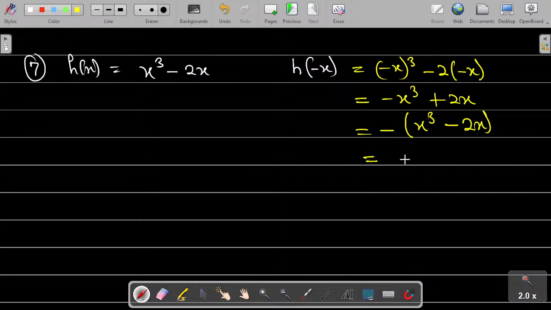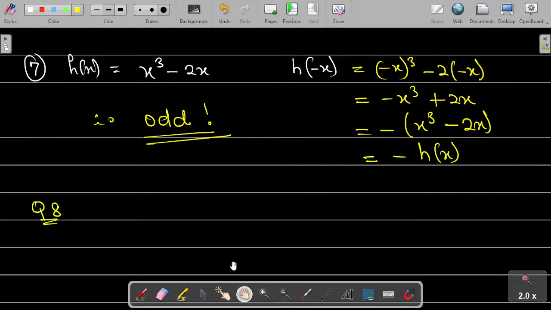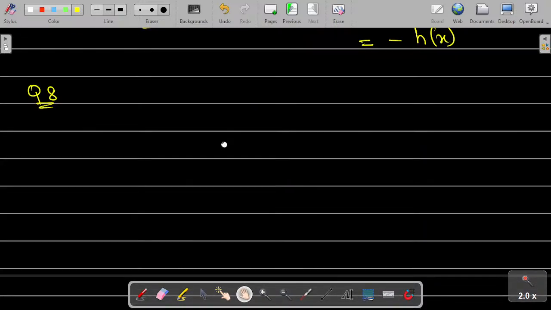So you can say that h of minus x is equal to minus h of x. Therefore, that function is what? Is odd. Full stop. It is an odd function. Okay, and that completes question 7. So we move over to question 8. So what are we expected to do here?